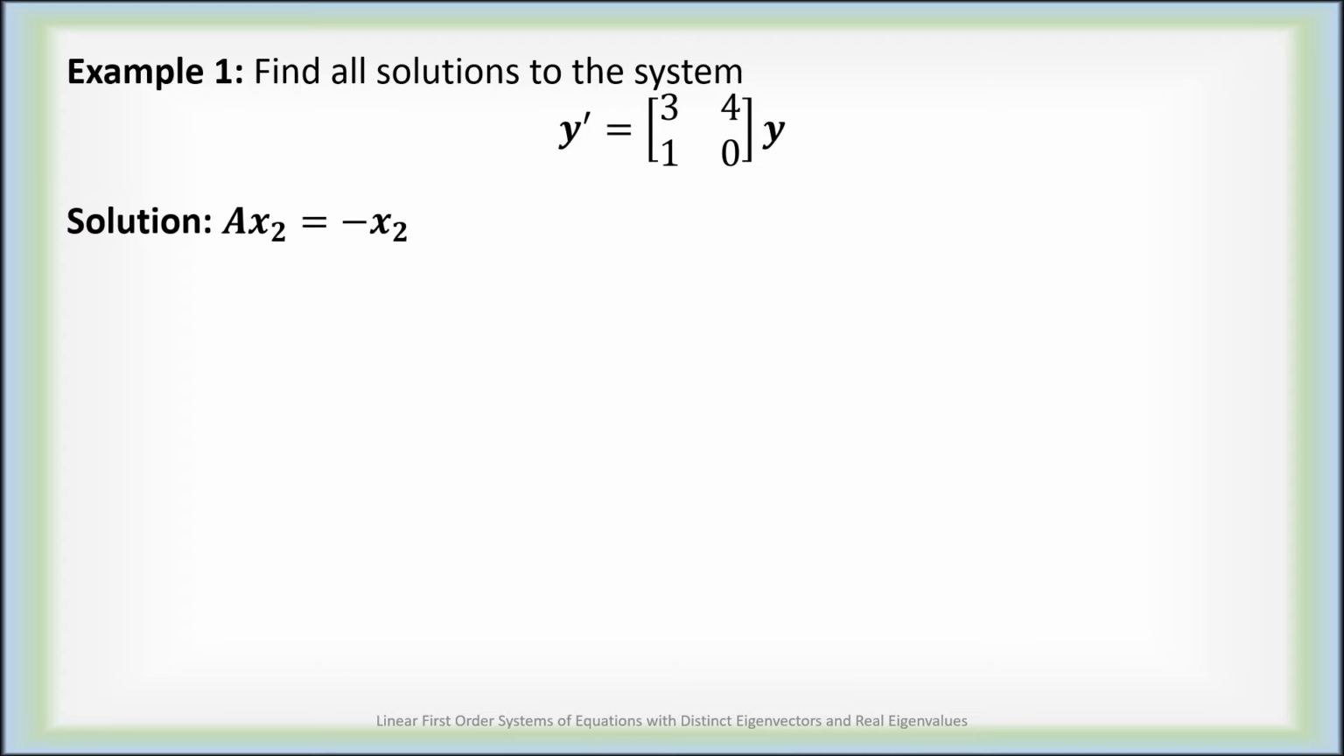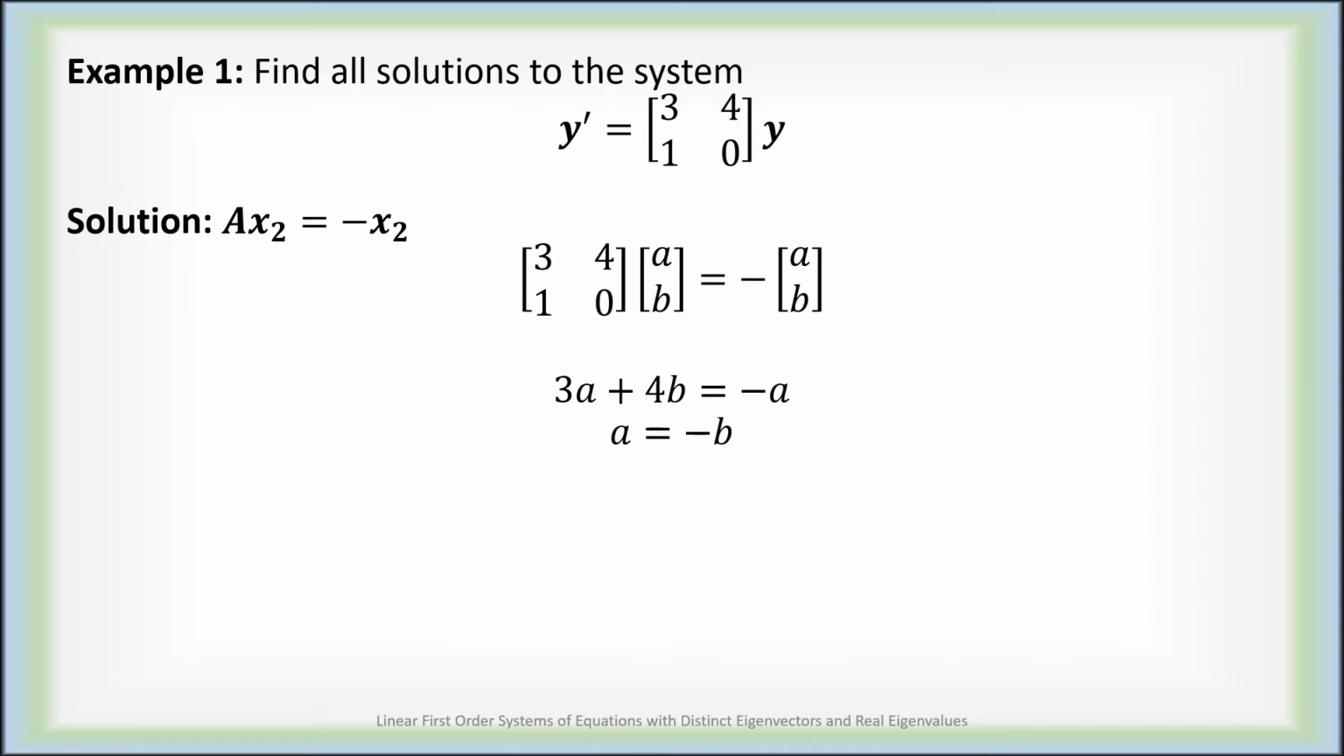So again, we are attempting to solve A x2 equals lambda 2 x2, but lambda 2 is negative 1, so here we are. There's our matrix A, and again, we're representing the column x2 of unknowns as simply a and b. In the first row, 3a plus 4b equals negative a, and in the second row, a equals negative b. And once again, these are not two distinct equations. If you subtract 4b to this side and add this a over there, you'll end up with 4a equals negative 4b, which is equivalent to a equals negative b.